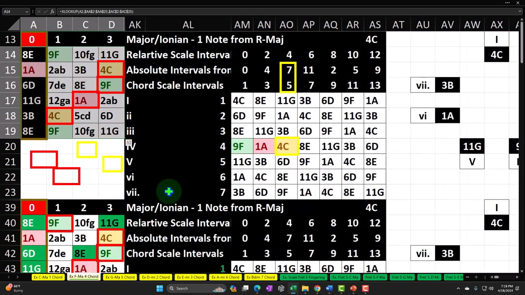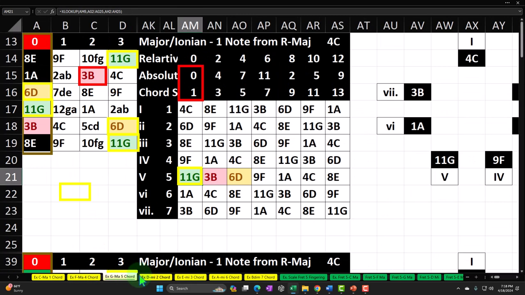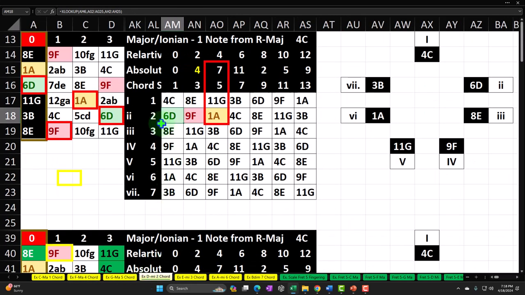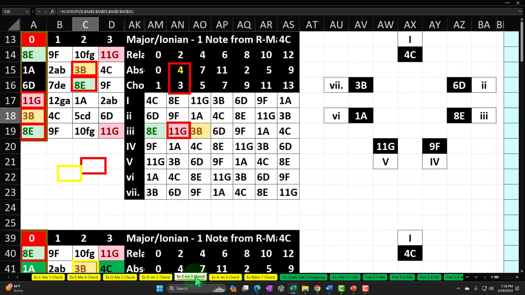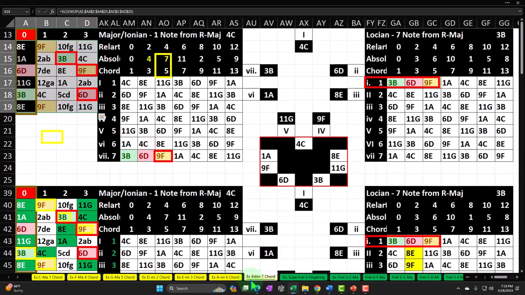We then moved to the four chord because it also has a major chord construction, mapped it out, and discussed it in detail. Same with the five chord. Then back to the two chord. Why? Because it has a minor chord construction. And then we did the same with the three chord and the six chord and then the seven chord, which has a diminished chord construction.